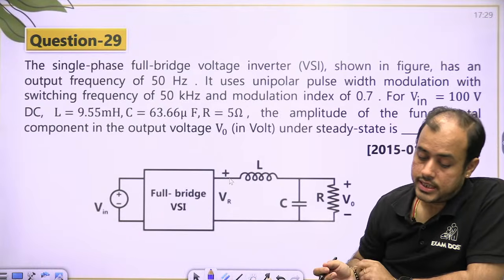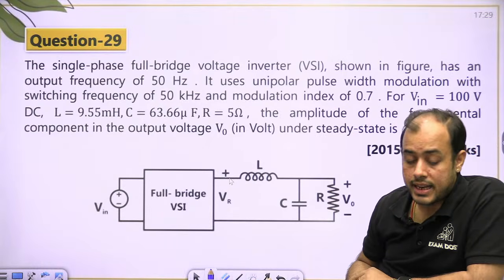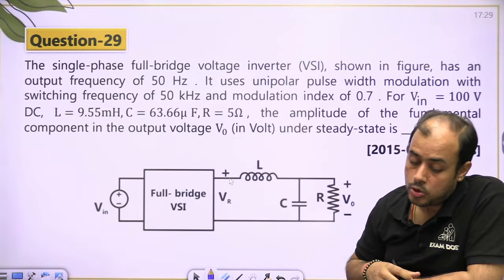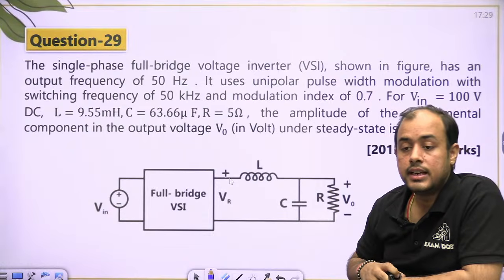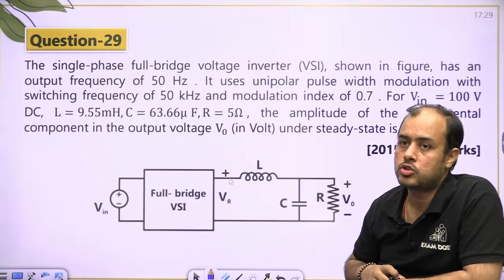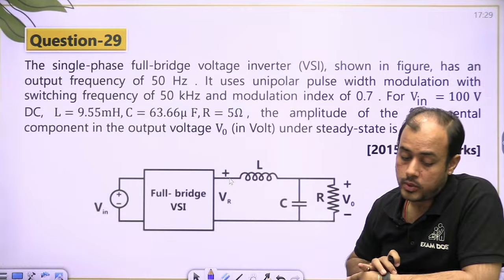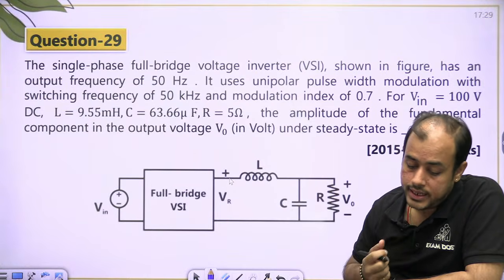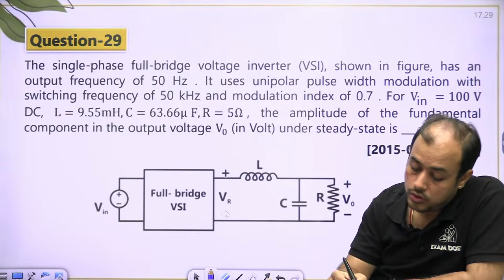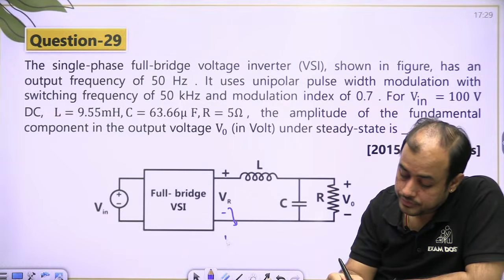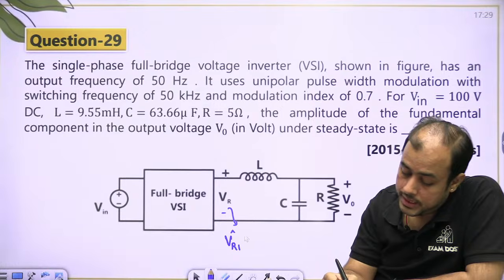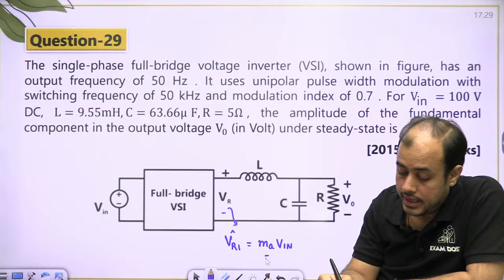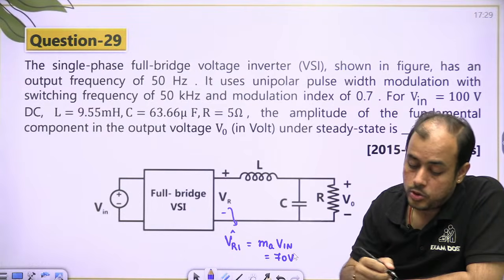Look at this question, beta. This is based on sinusoidal PWM. So full bridge inverter has an output frequency of 50 Hz. Unipolar PWM is sinusoidal PWM with frequency 50 kHz, modulation index 0.7. Vin is given. So what will be VR? The peak of fundamental will be MAVin, that is 70 volt.